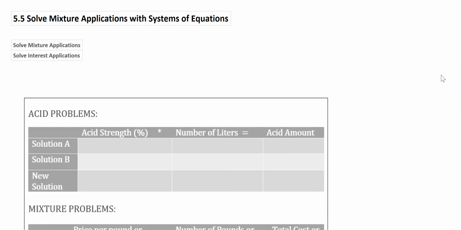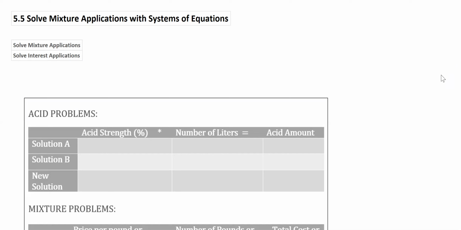Welcome to 5.5, Solve Mixture Applications with Systems of Equations. We have two objectives here: solve mixture applications and solve interest applications. In mixture, we're going to mostly focus on asset problems, the regular mixture problems like price per pound, price per ticket style problems. And we'll be looking at simple interest problems.